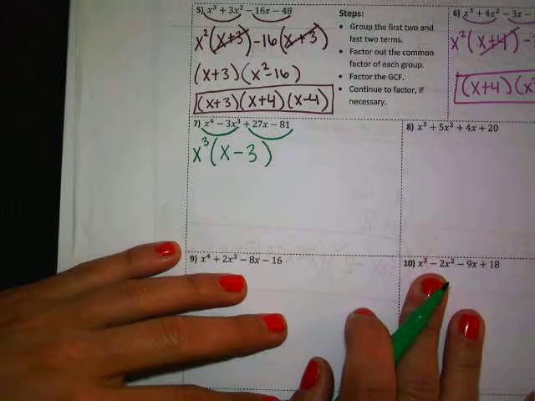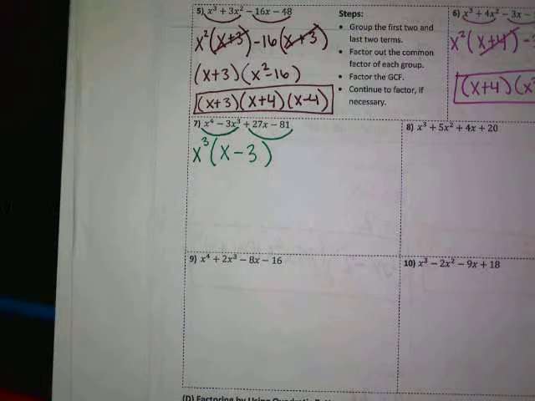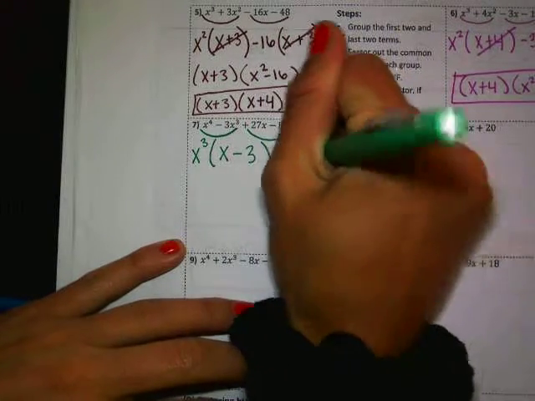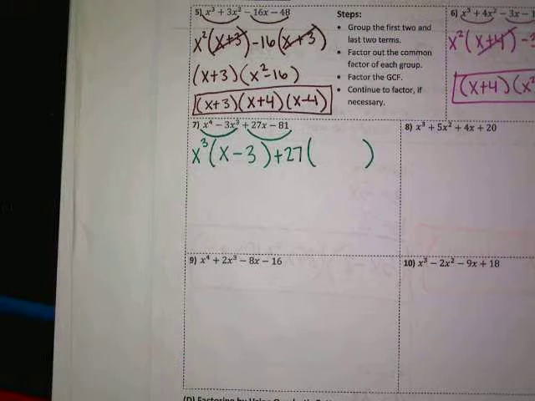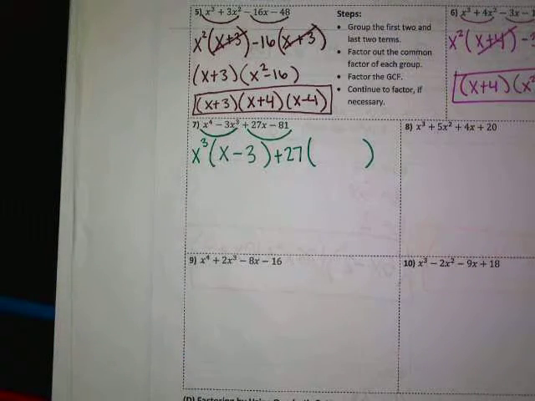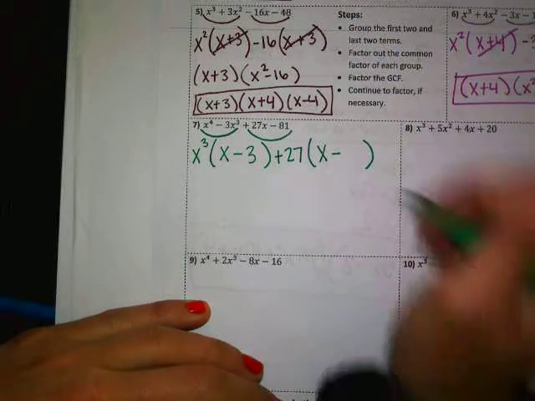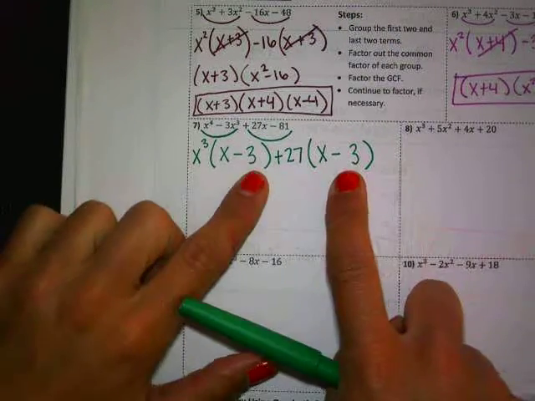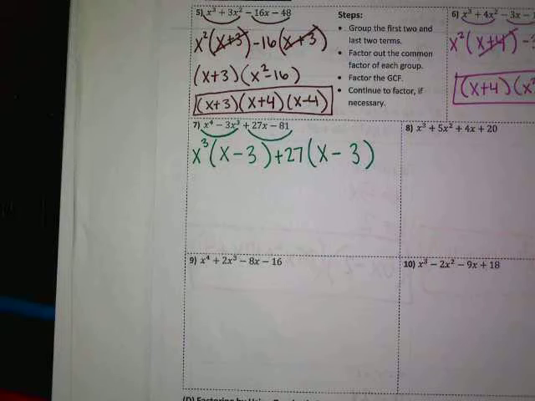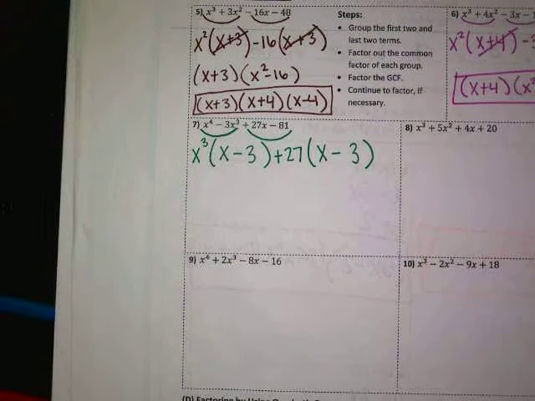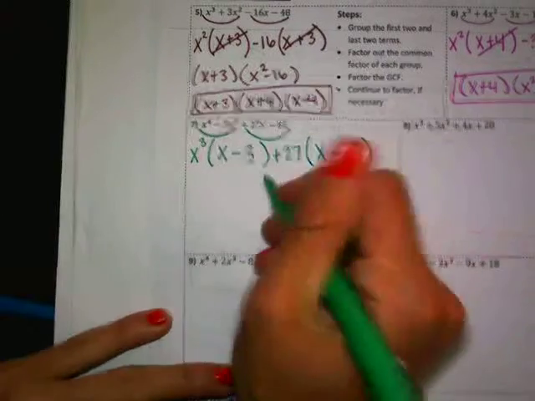Let's raise our hands. For the second two terms, what can I take out? 27. And when you take out 27, what's left? X minus 3, because they should be the same. And 3 times 27 is 81. All right, so these guys are the same.